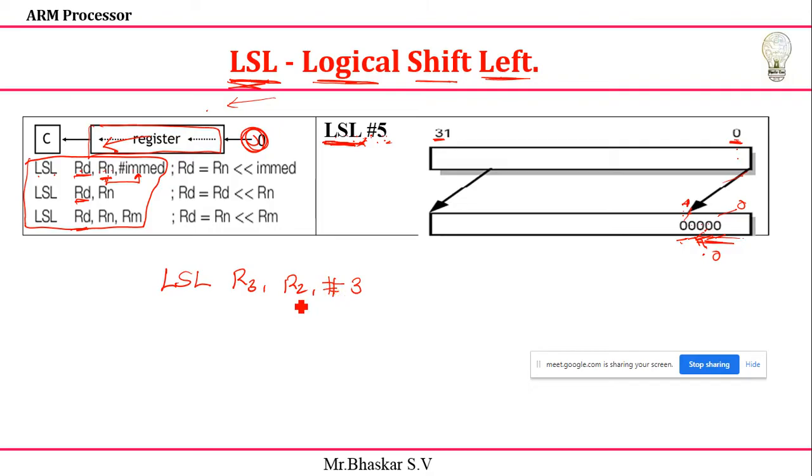So what it will do is the R2 value, it will do the shift left of 3 and the result will be stored in R3. It is just doing some operation and storing the result in R3. But the R2 value will not be changed. The R3 value will be changed. The shifted value will be stored in my R3 register. But whatever value is there in R2, that value only will be maintained.